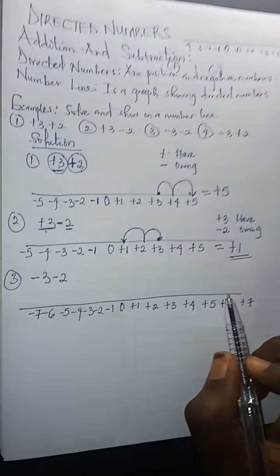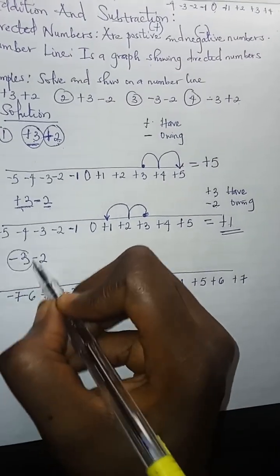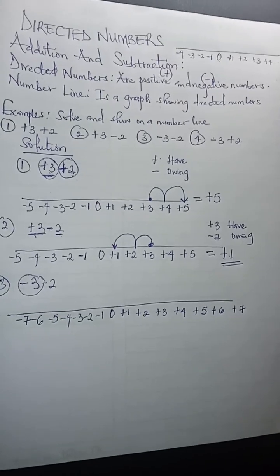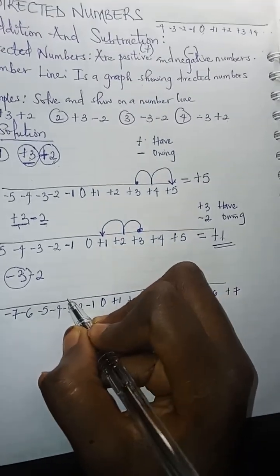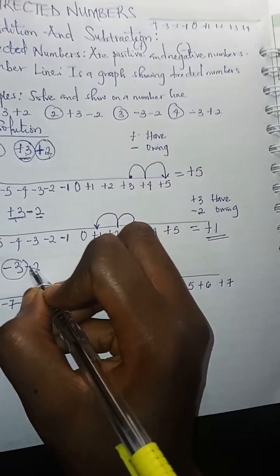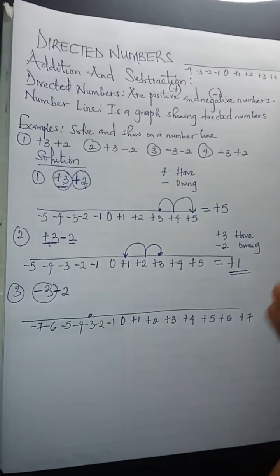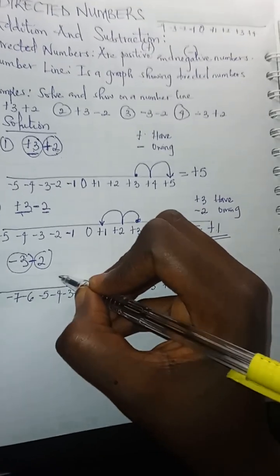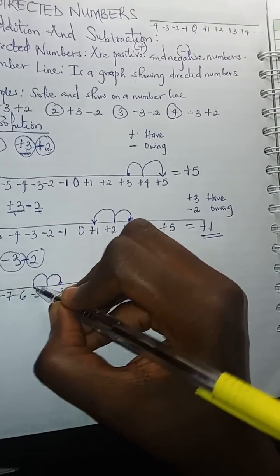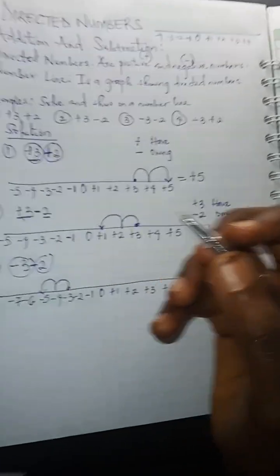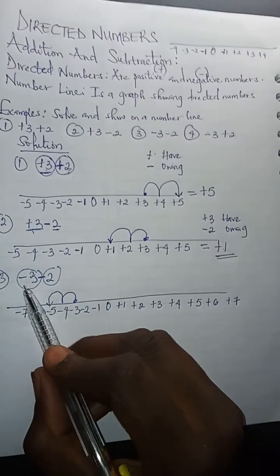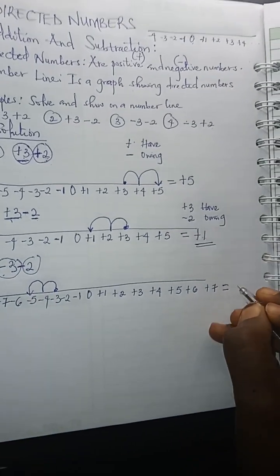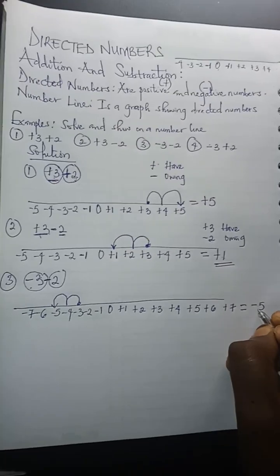So let's solve this. The first number here is minus 3, right? So let's locate minus 3 on the number line. We put a dot there. This is our minus 3. The next sign here is minus, meaning we are moving to the left-hand side. How many times? 2 times. So let's move. We have 1 and 2. So we stopped at what? Minus 5, meaning that minus 3 minus 2 gives us minus 5.